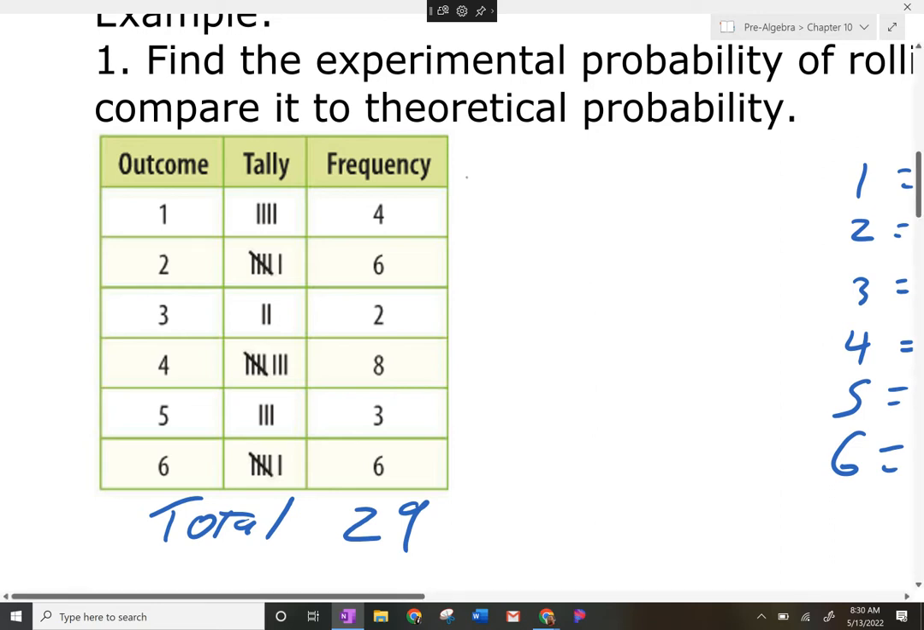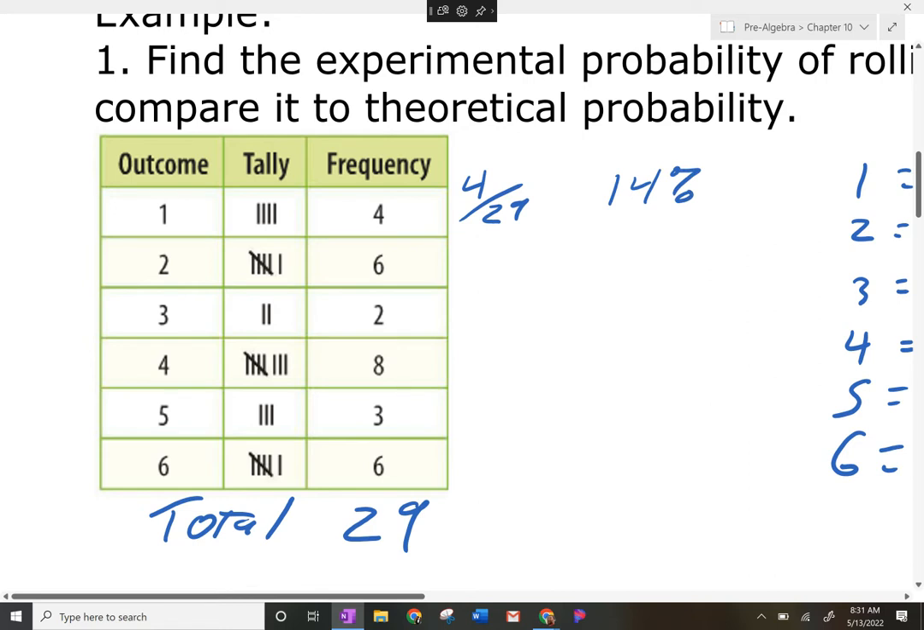I'm going to have that 4, because I had 4 right here, out of 29 total rolls. So again, I'm going to write down what we had for the frequency out of the total number that we did at the bottom. So I have 4 over 29. And if I want to write that as a decimal or a percentage, I'm going to take 4 divided by 29. And I get 13.79. So I'm just going to say this one's 14%.